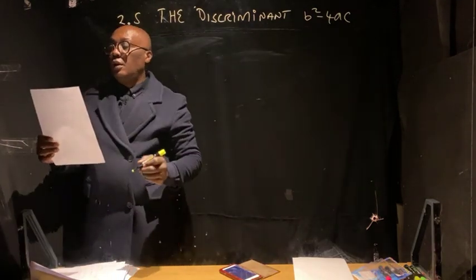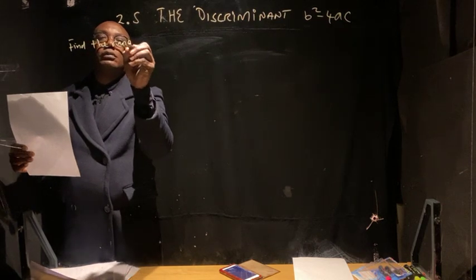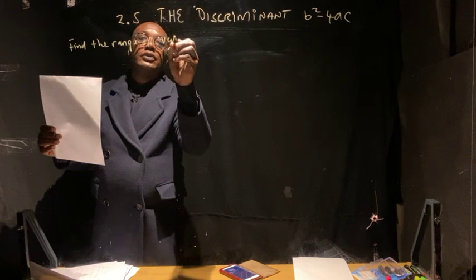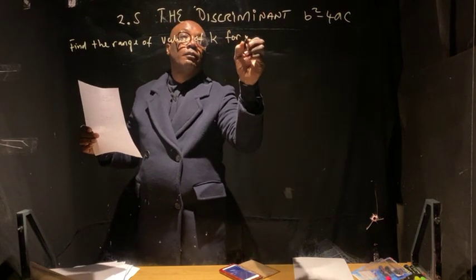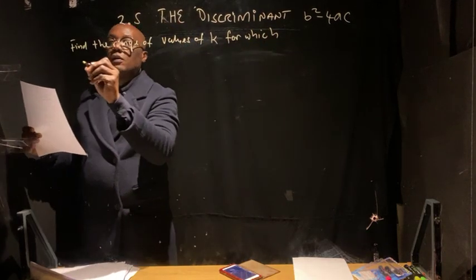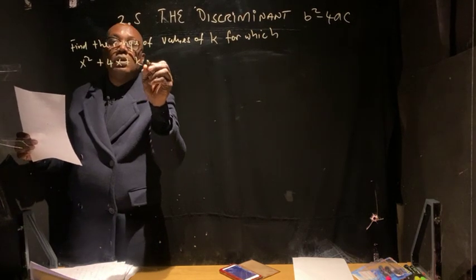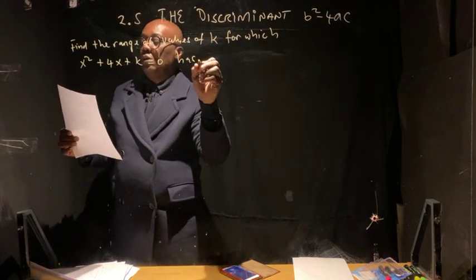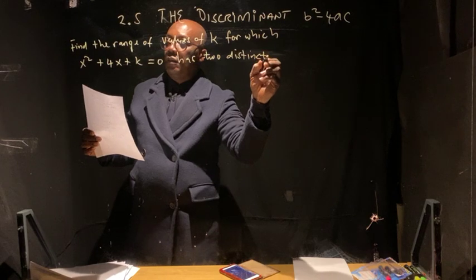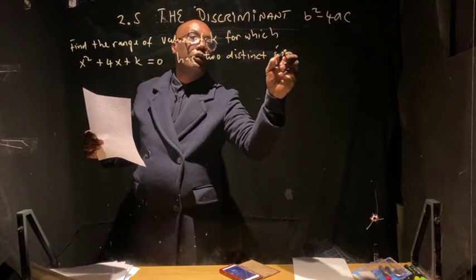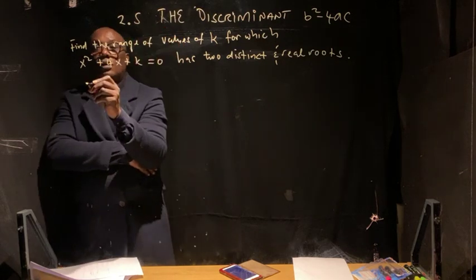Okay, the next one, it says that find the range of values of k for which x squared plus 4x plus k equal to 0 has two distinct and real roots. Solution.